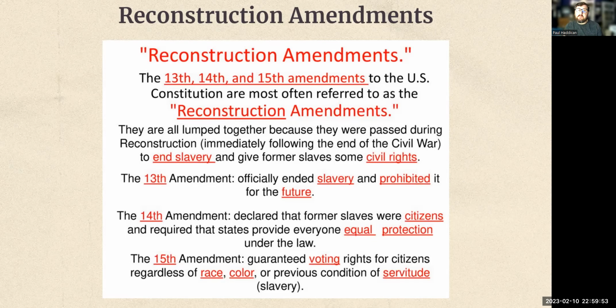The 14th Amendment is going to be passed a little while after that, and it declares that former slaves are equal citizens and that they are afforded equal protection. So this is at equal rights to former slaves because a lot of the sentiment after it was, okay, well, you freed the slaves, that's fine. I don't have to do anything for them. They're still black. I'm still white.